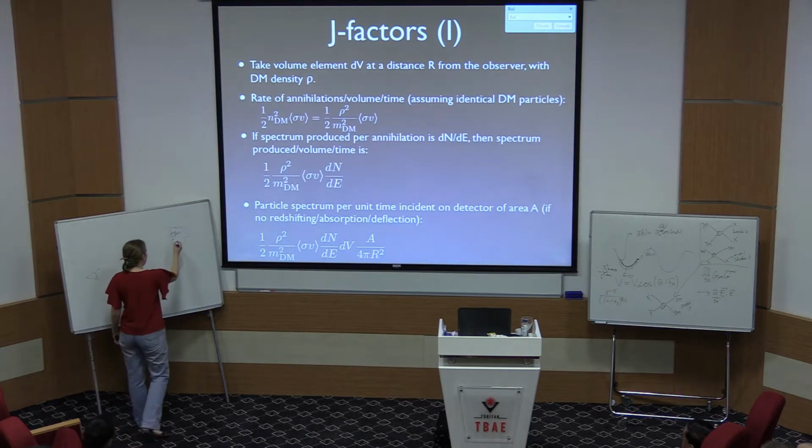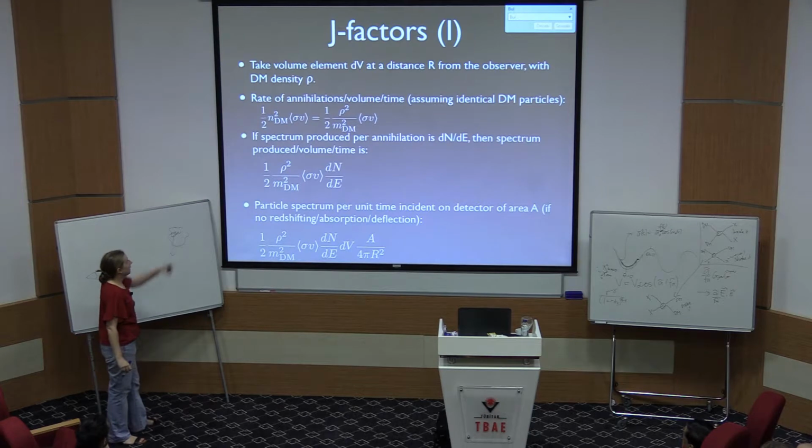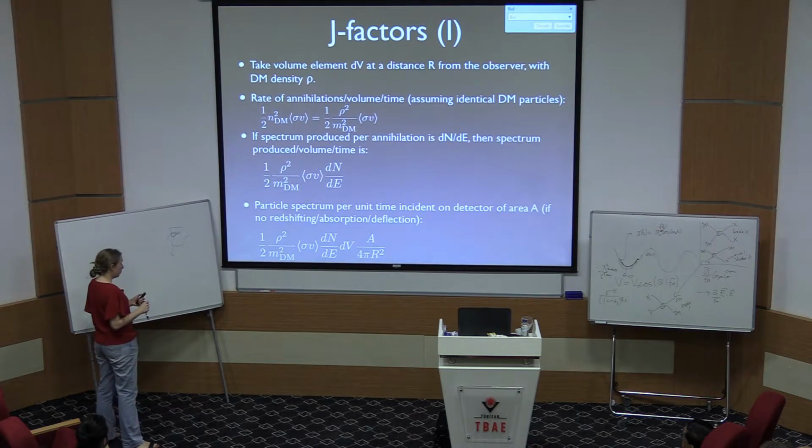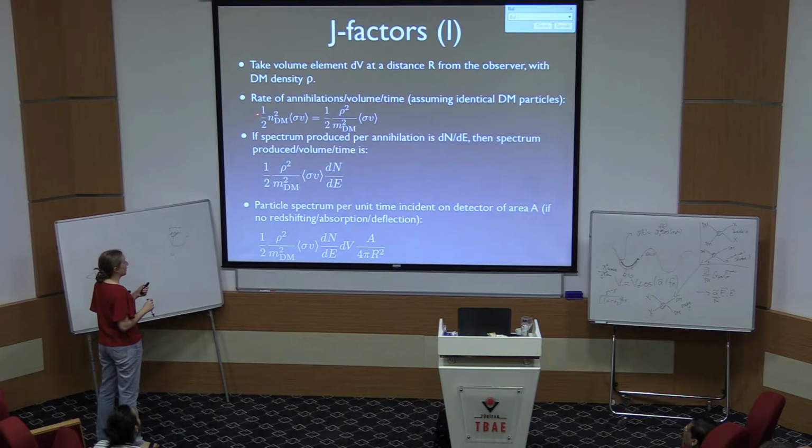So the amount of power within this region is the annihilation rate. The annihilation rate is given up there. If I assume the dark matter is identical to itself, which is the standard assumption in this case, the annihilation rate is just given by half n squared sigma v, which I can rewrite in terms of the dark matter mass density and the mass of the dark matter.